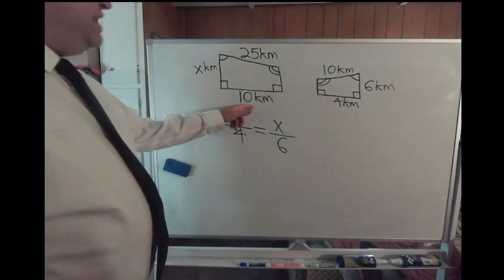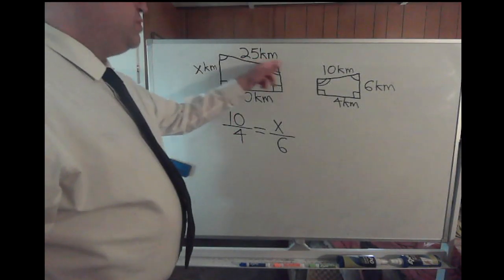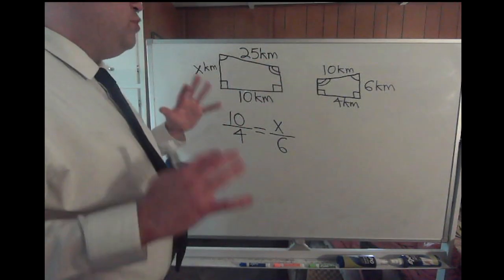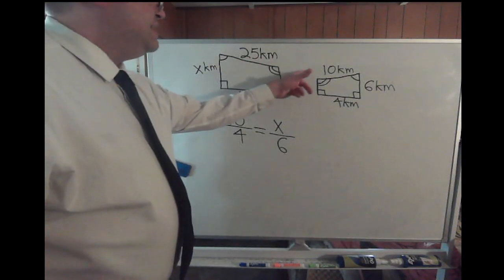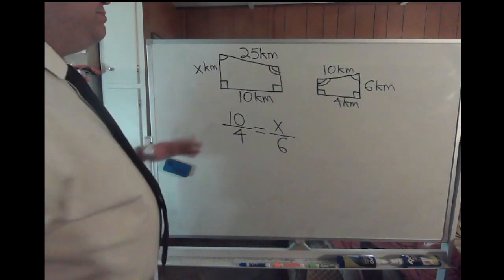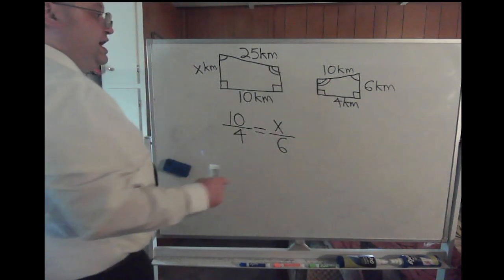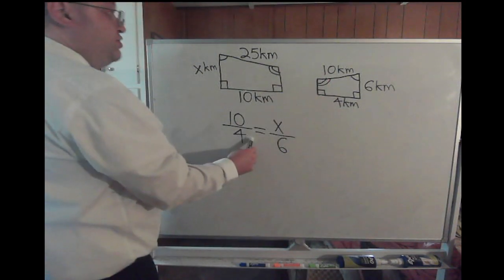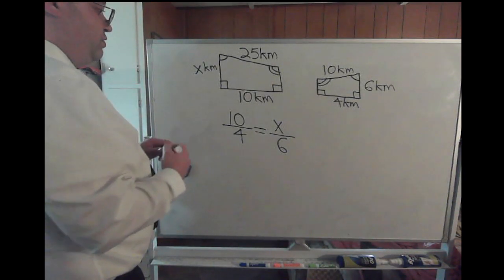So we use the 10 to 4 to help set up our proportion. We also could have used the 25 to 10. If you have more than one pair of similar sides on each figure, you can take your pick of which one you want to use to set up your proportion. I just thought 10 and 4 would be nicer to work with than 25 and 10. That's much easier to work with.